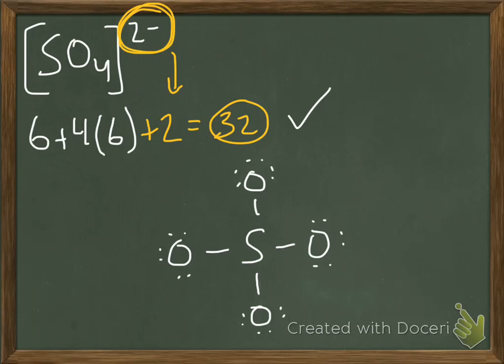Now we got to see if everybody's happy. Each oxygen has 8, yes. Each sulfur has 8, or the one sulfur has 8. So we're good, we're finished, that's it.